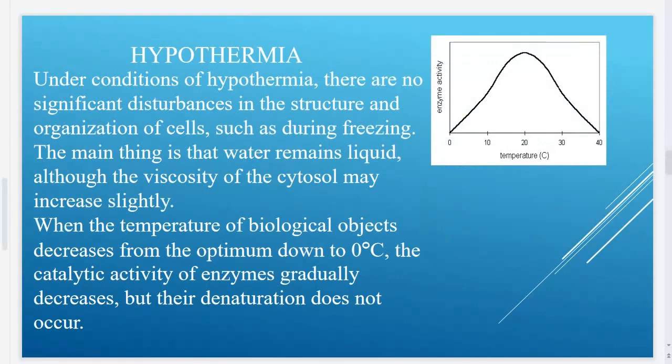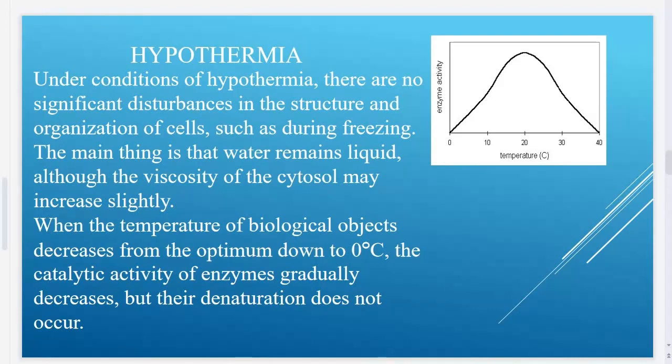Effect of hypothermia on enzymes and metabolism. Under conditions of hypothermia, there are no significant disturbances in the structure and organization of cells, such as during freezing. The main thing is that water remains liquid. Also, the viscosity of the cytosol may increase slightly. When the temperature of a biological object decreases from the optimum down to 0 degrees Celsius, the catalytic activity of enzymes gradually decreases, but their denaturation does not occur.